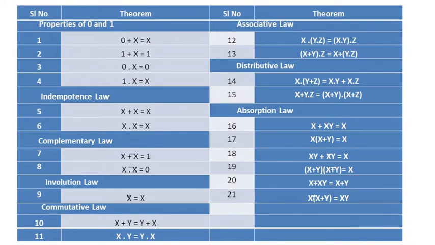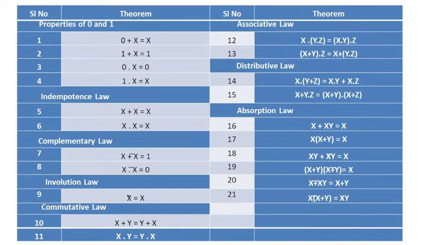Associative law. x dot (y dot z) is equal to (x dot y) dot z. x plus (y plus z) is equal to (x plus y) plus z. Distributive law. x dot (y plus z) is equal to x dot y plus x dot z. x plus y dot z is equal to (x plus y) into (x plus z).